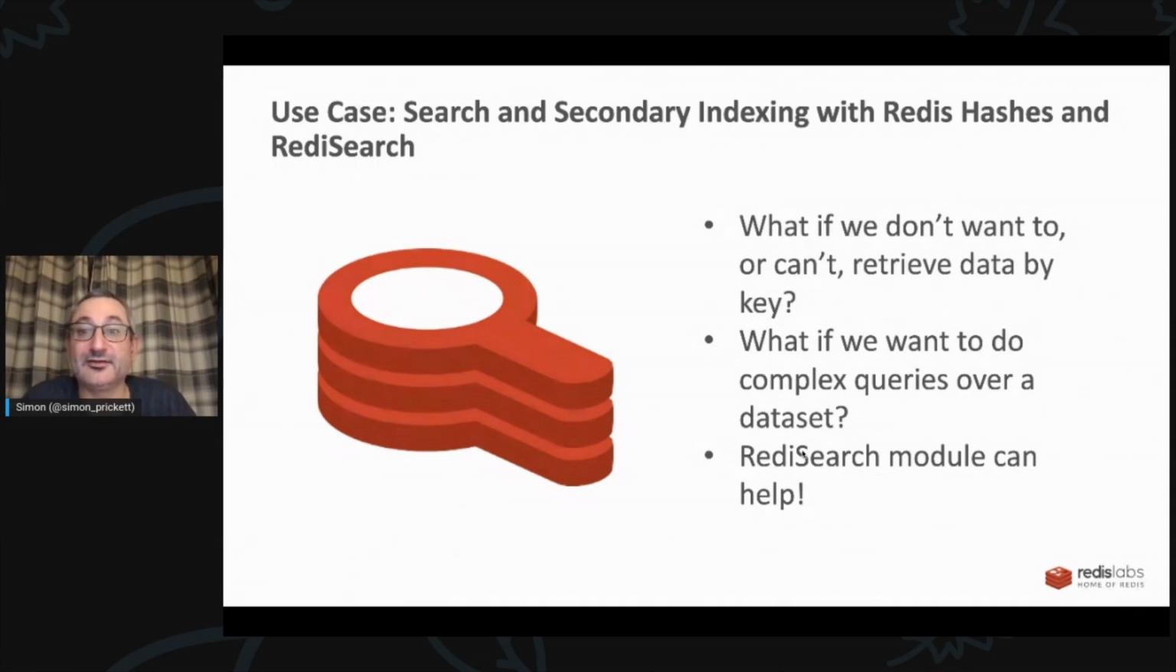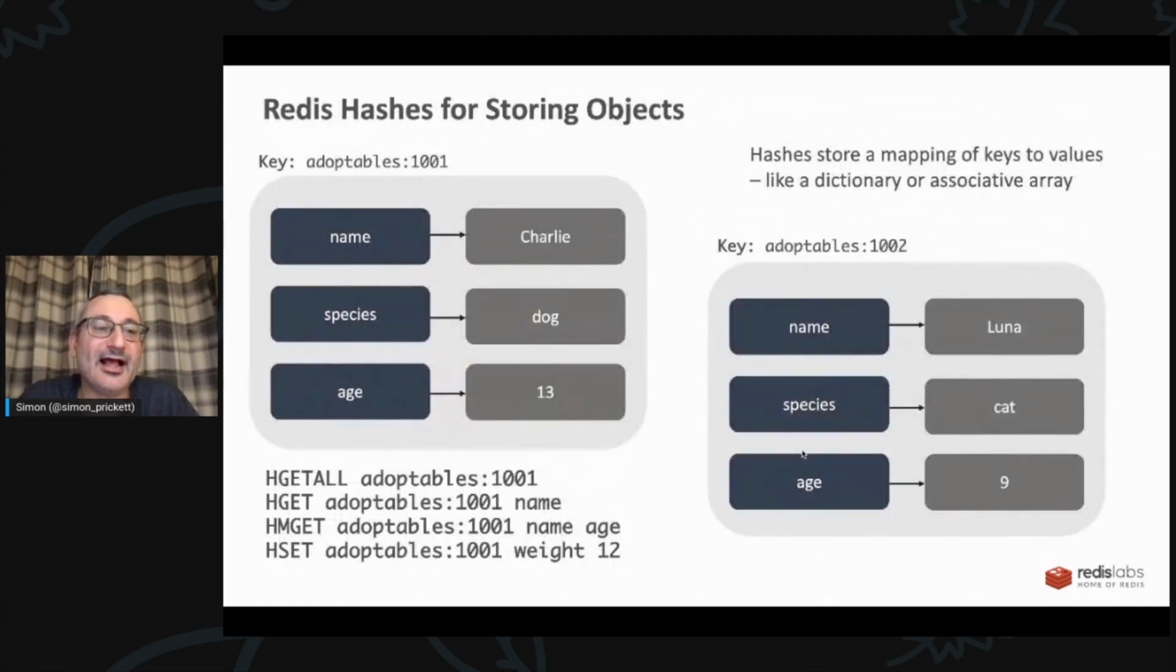So in SQL, we can do things like, select star from users where age is greater than 10 and age is less than 25. That's kind of hard to do in a key value store. So there are extensions to Redis called modules, and one of those is called Redis Search, and that can help us with this. But first we need to look at a Redis hash, which is a data structure that models an associative array, or a dictionary if you're familiar with Python.